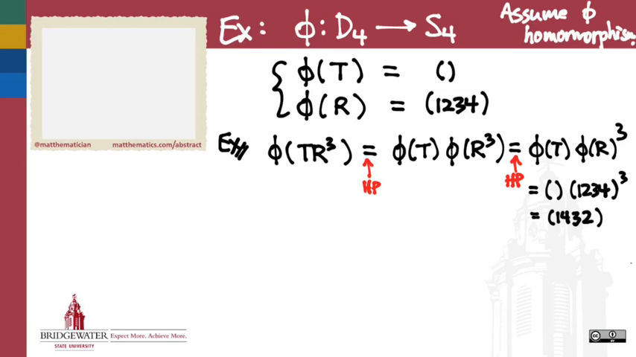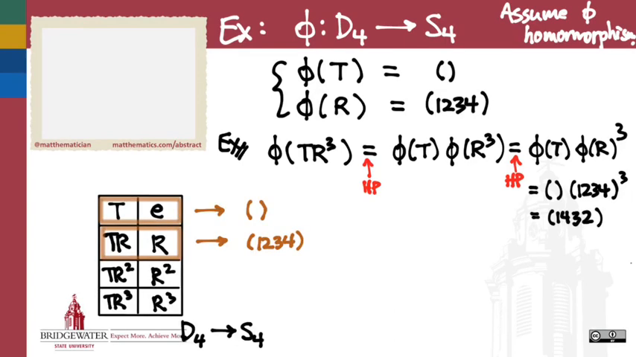And what I'd like to know is, what does this tell us about the structure of these two groups? How many elements are there in D4? So what this homomorphism is really doing for us is it's blurring, it's making us blind to the difference between the identity element in D4 and the reflection, T, in D4. We no longer see the difference.